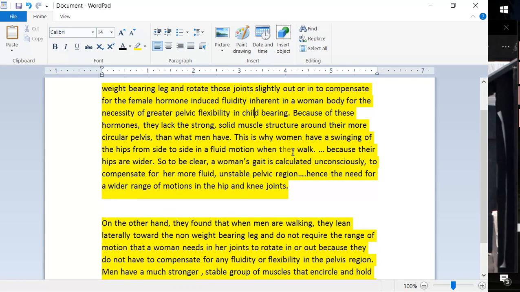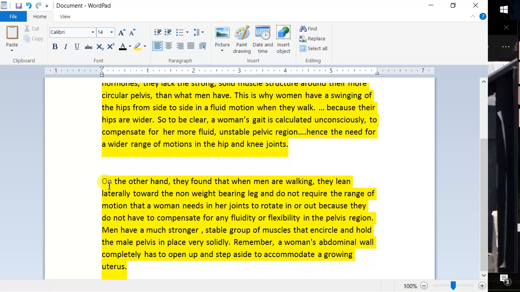Now I'll read what she said about how a man walks, right? On the other hand, they found that when men are walking, they lean laterally forward toward the non-weight-bearing leg.